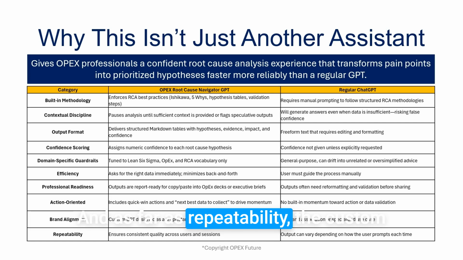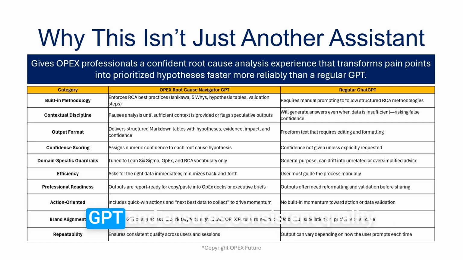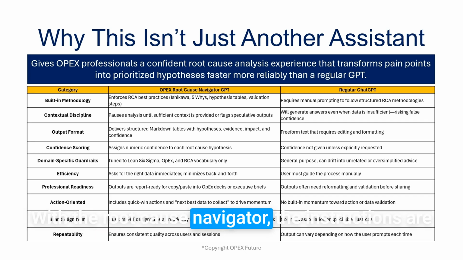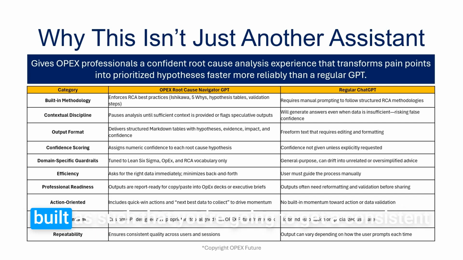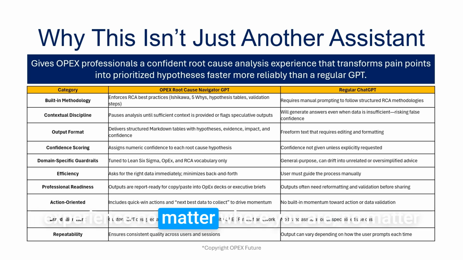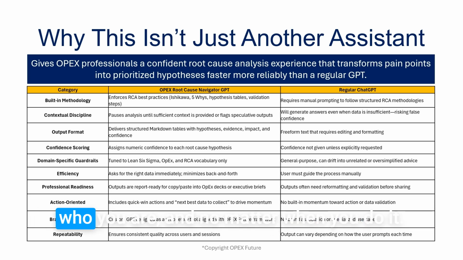And as far as repeatability, the custom GPT ensures consistent quality across users and sessions. And the regular ChatGPT that's not customized, the output can vary depending on how the user prompts each time. With the Root Cause Navigator, the instructions are built as such that you're going to get a consistent experience no matter where you are, no matter who you are, and no matter when you do it.